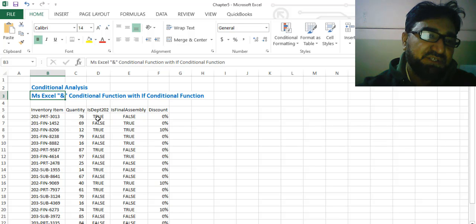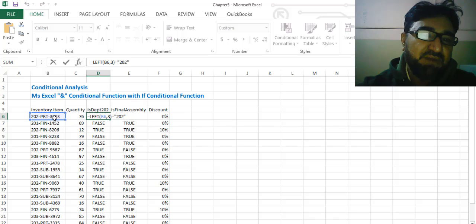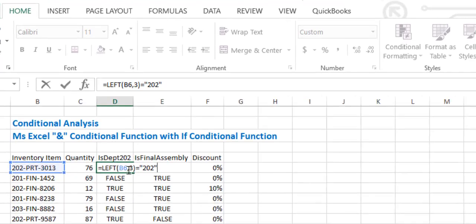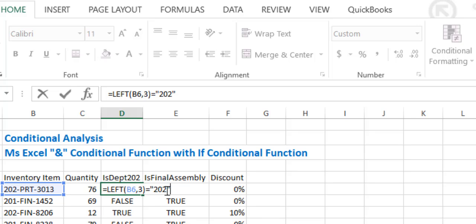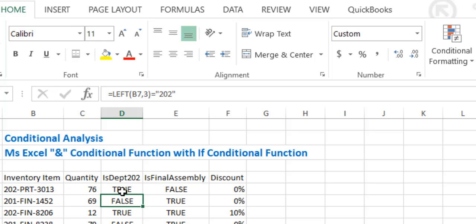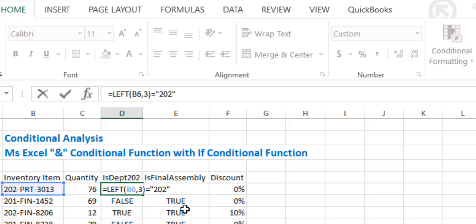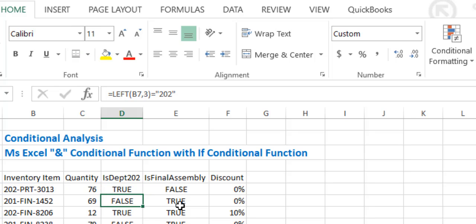As we saw in the previous sheet, from the left side of B6 we take 3 characters. If the 3 characters are equal to 202, here we are getting an automatic result of true or false. Microsoft Excel analyzes whether the first 3 characters from the left side are 202 or not. If they are 202, Microsoft Excel gives you true. If it is not 202, Microsoft Excel gives you false. Understand this?